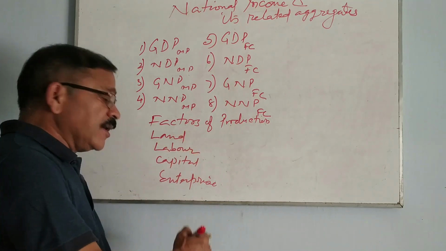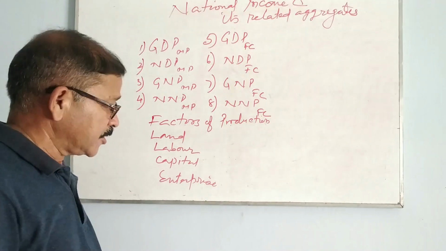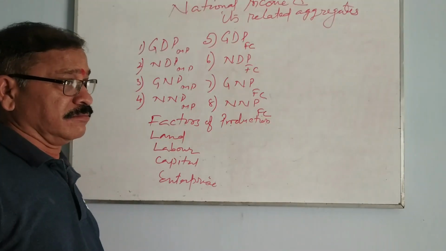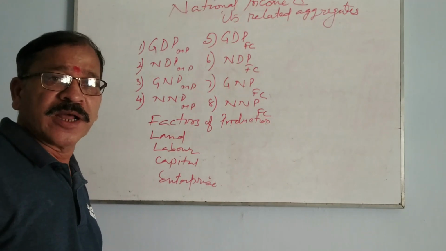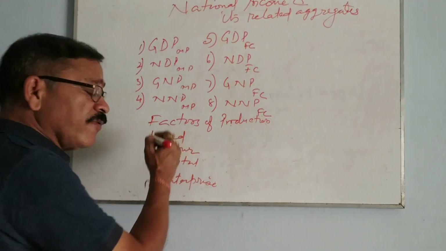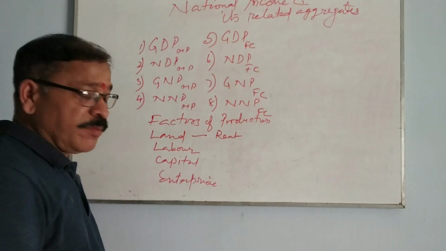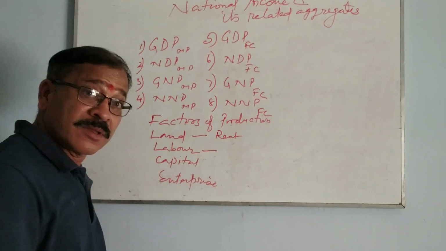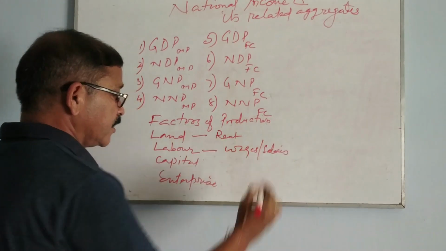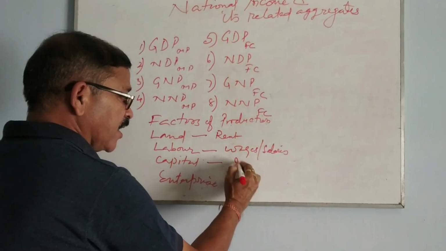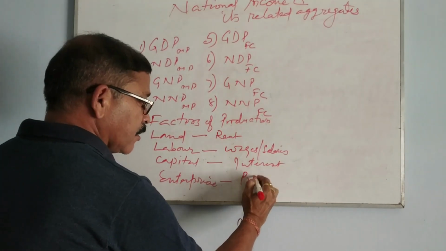Now I acquire land, I get labor, I get capital. Capital means money or machines. Then I get an enterprise, that means a person or a group of persons who takes care of the entire production process. Now when I get land, I have to pay rent, right? When I get labor, I have to pay wages, or you can say salaries, right? When I get capital, I must pay interest. And when I get enterprise, obviously I get profit.